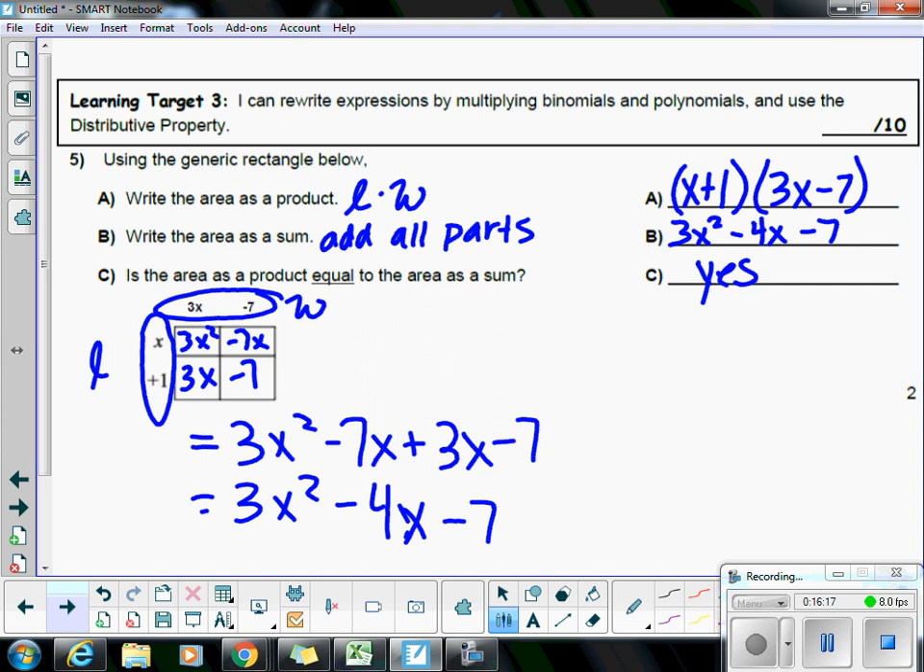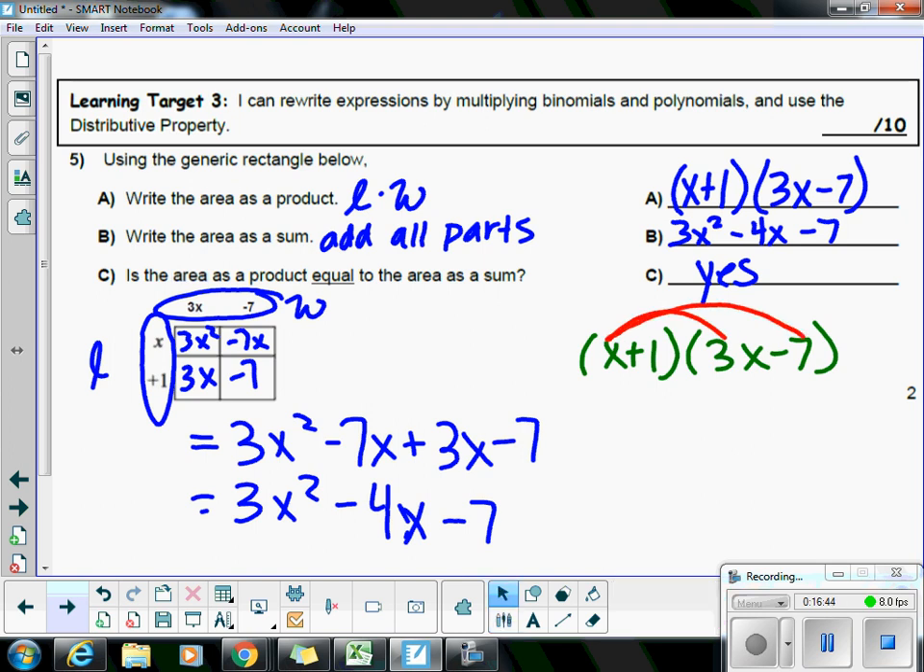So here we are using the distributive property. We're multiplying everything together that we need to. All right, so these are exactly equivalent. They're from the same rectangle. And you could also do this by distributing if you wanted to. So you set your problem back up as x plus 1 times 3x minus 7. And you have to make sure you distribute everything. So starting with x, you have to pass it out. And then you have to use your 1 and pass that out to everything. And your results will be the same. You will get the same exact answer.